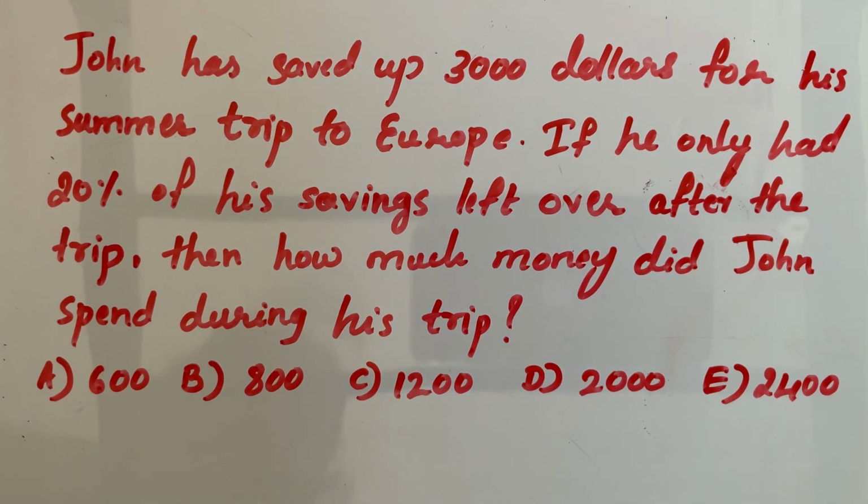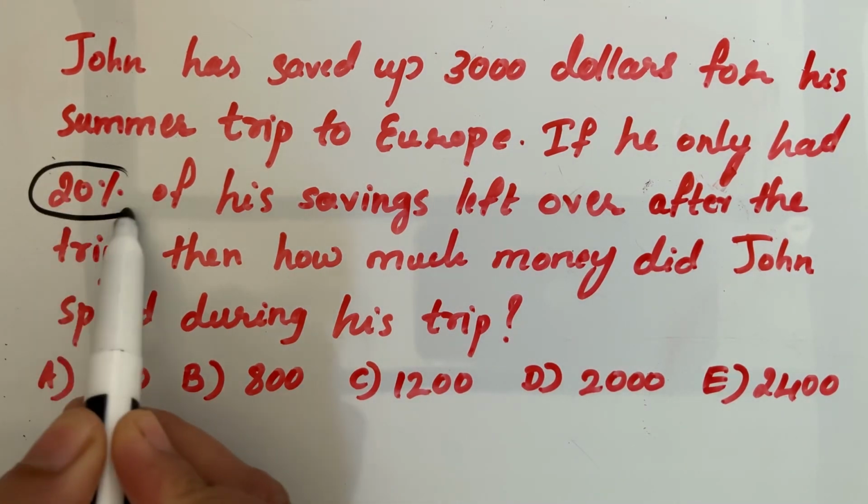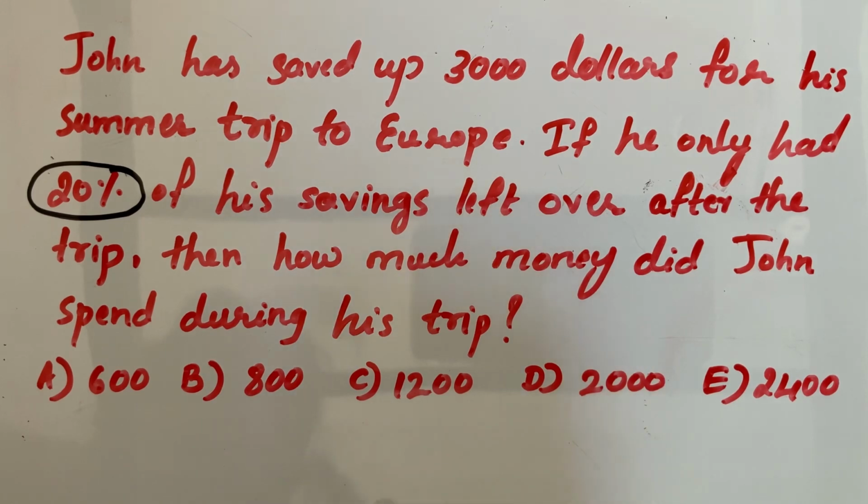Let's read our questions once again. John has saved up $3,000 for a summer trip to Europe. If he only had 20% of his savings left over, then how much money did John spend during his trip? He has only 20% of his savings left over, means he spent 80% of his money.